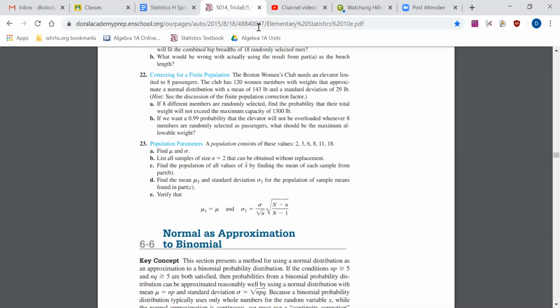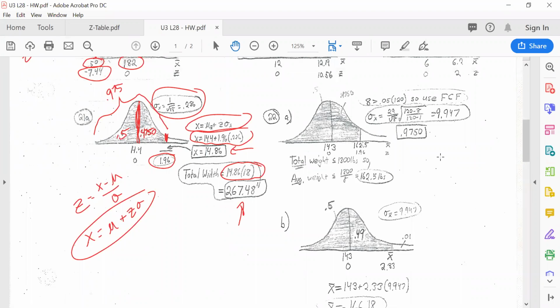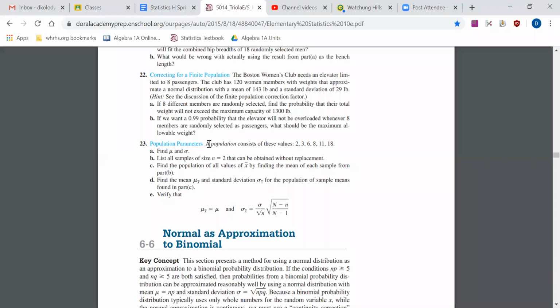All right, let's get to this last question right here for A and B. All right, so the first question that we ask is this. Well, actually, let me go backwards to part A. I apologize. If 8 different members were randomly selected, find the probability that their total weight will not exceed a maximum capacity of 1,300 pounds. There's something unique about this problem.